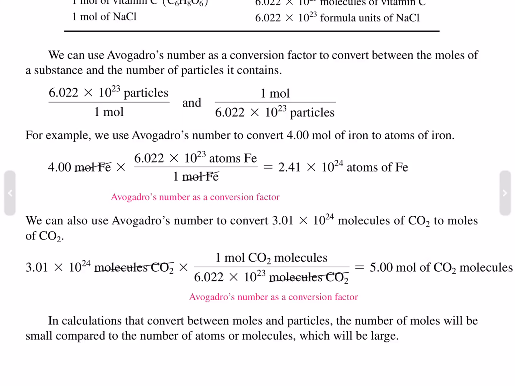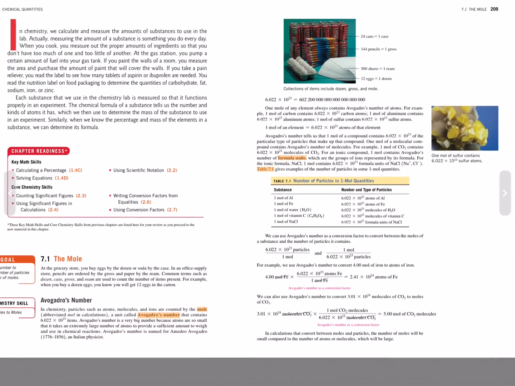We can also use Avogadro's number to convert 3.01 times 10 to the 24 molecules of carbon dioxide to moles of carbon dioxide. Starting with 3.01 times 10 to the 23rd molecules, we want to cancel molecules, so we put it on the bottom and we put moles on the top. When we multiply, we get 5.00 moles of carbon dioxide molecules. In calculations that convert between moles and particles, the number of moles will be small compared to the number of atoms or molecules, which will be large.